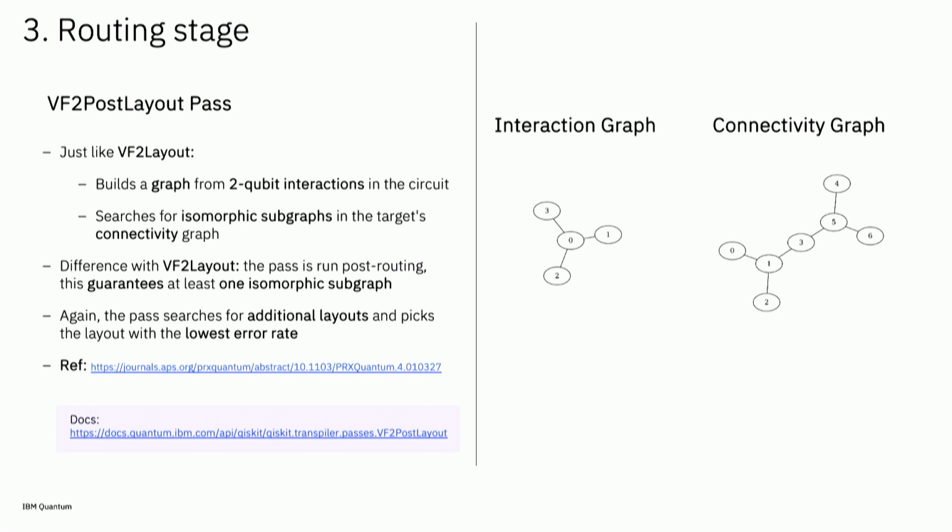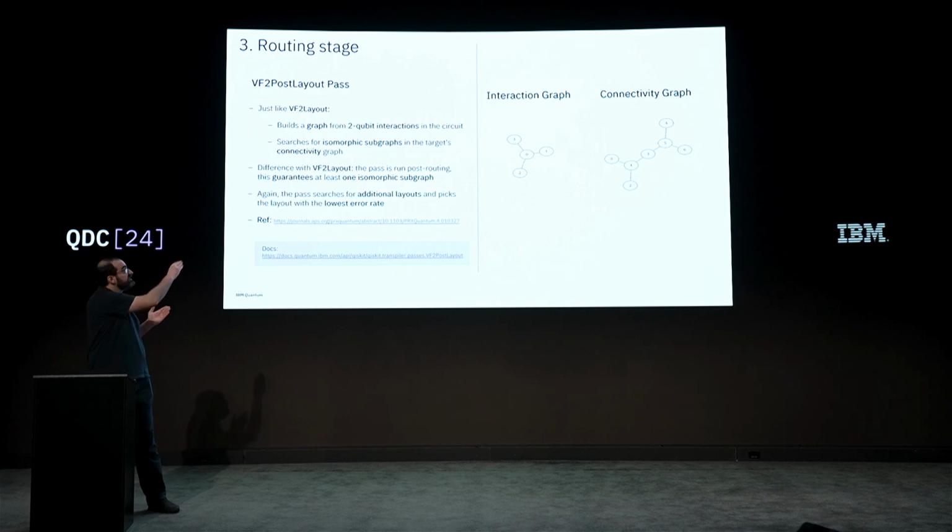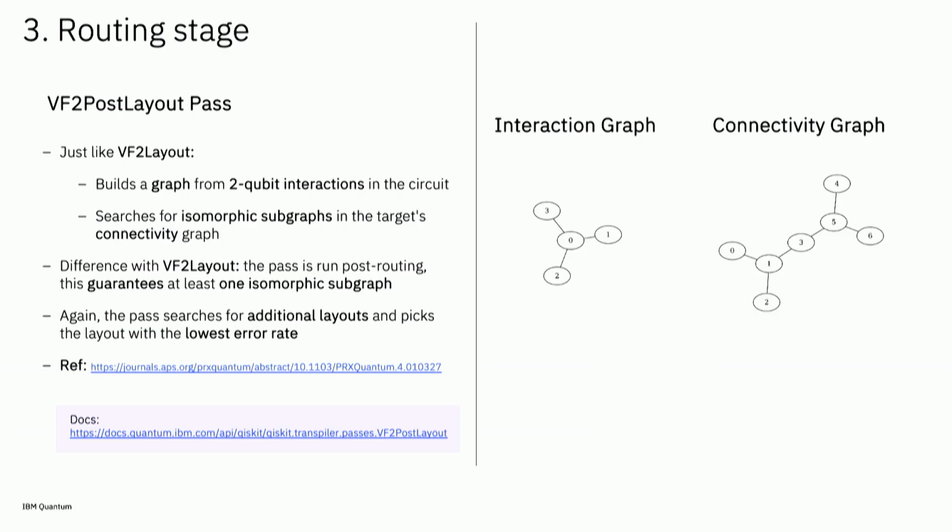can find those very quickly because it's well aligned to the structure of the connectivity graph. So if we look at the same problem before, where we have the interaction graph that we generated from the circuit and the connectivity graph of the device, you can see that there's clearly a mapping there, and more than one. And so the VF2 post layout algorithm is trying to find the one that has the best predicted fidelity. So it looks at the error rates of all of the operations on all of the qubits and picks the best one that would result in the lowest error based on the reported error rates of the device.